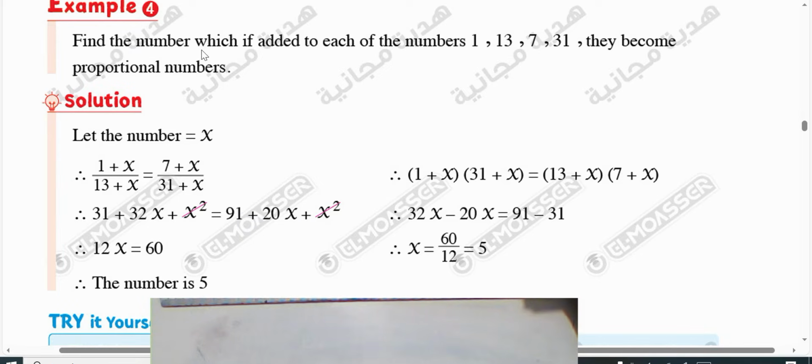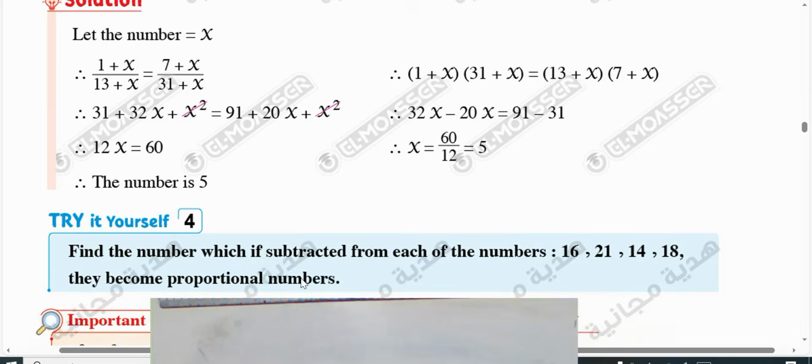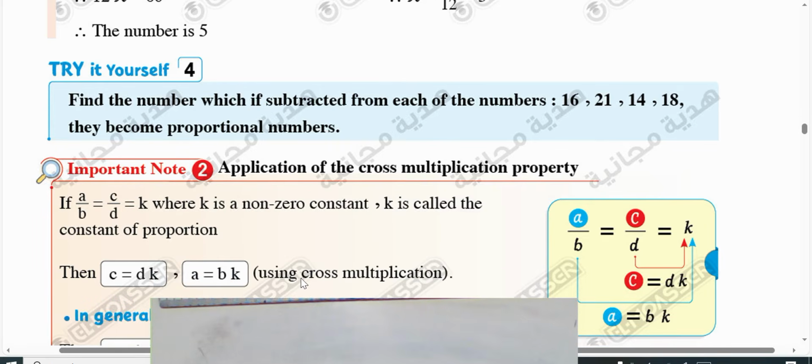Example number 4, find the number which, if added to each of the numbers 1, 13, 7, 31, they become proportional numbers. The number will be x. First step, x added to the first, second, third and fourth, and then use the rule, the product of extremes equals the product of means. Find the answer. You can simplify, then find the number here, the number will be 5. Next question, try yourself number 4.